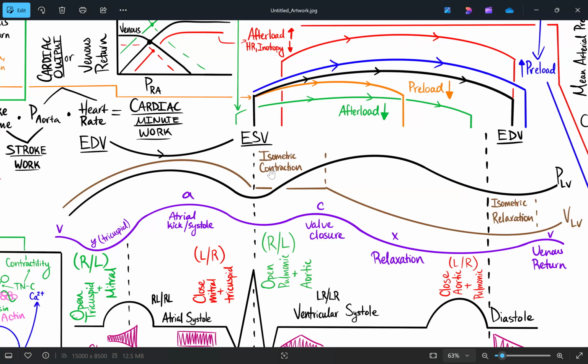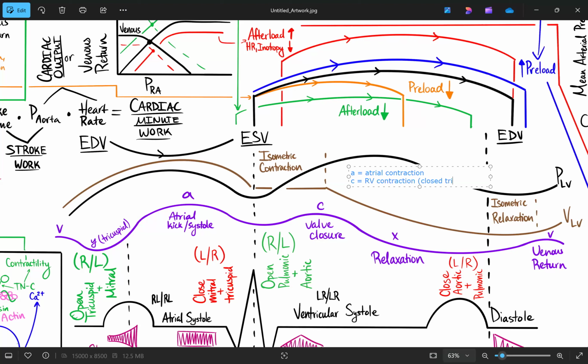And then you have your valve closure, which is when you start your ventricular systole, because you want to close your tricuspid valve so that it doesn't backflow from your left ventricle into your left atria.